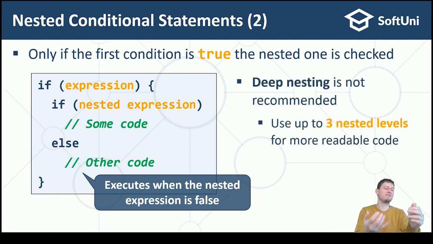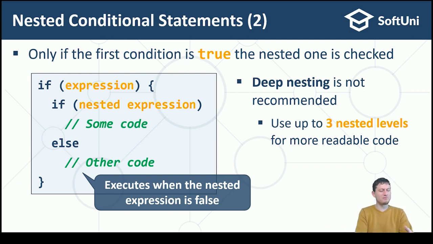So we can have an if, and in it we can have another if-else, and inside it another if-else, but it's considered that up to 3 nested levels are okay. Otherwise the code becomes unreadable and too complex to understand. So please avoid deep nesting. How to avoid deep nesting?